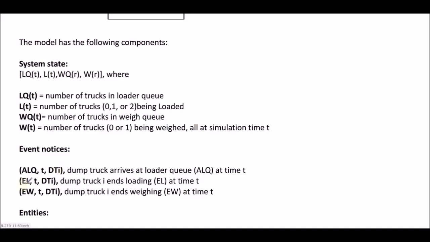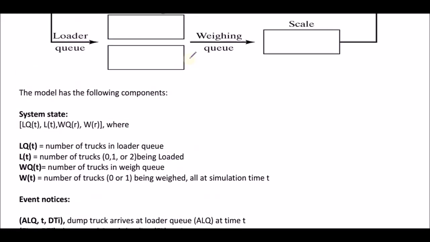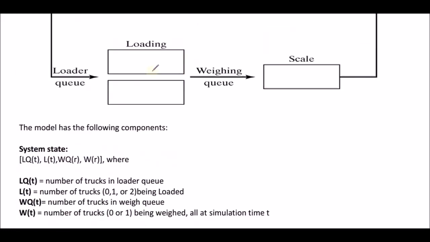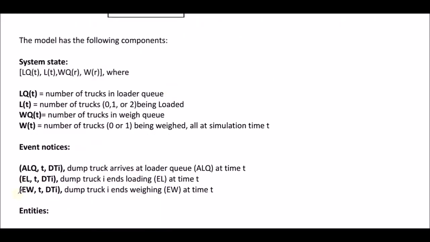Then the next event notice is EL. That means ends loading. That means which dump truck has finished its loading process. So after loading, one of the trucks is done with loading. This is another event, EL, and at what time instance and which truck is responsible for it.